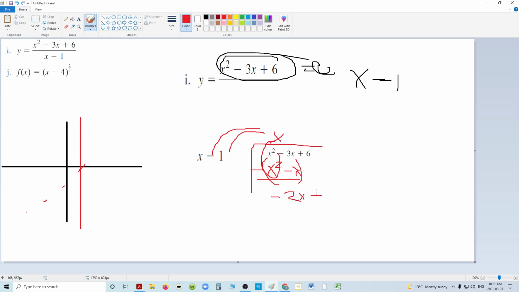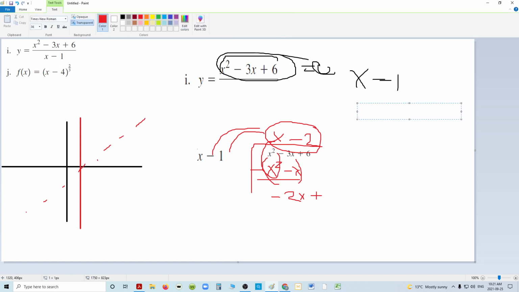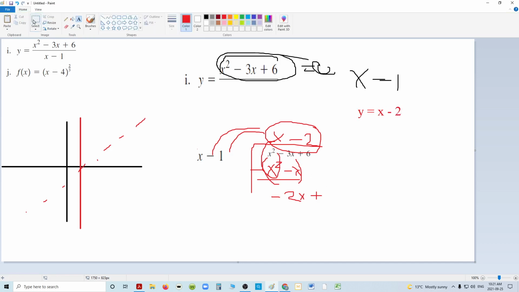Now we bring down the number. And we only need the next line. You don't need the remainder. How do I get minus 2x to become minus 2x? I multiply by minus 2. Now stop. That's the line formula of the diagonal asymptote. So now we have a diagonal asymptote that is simply a line that's been transitioned 2 downwards.